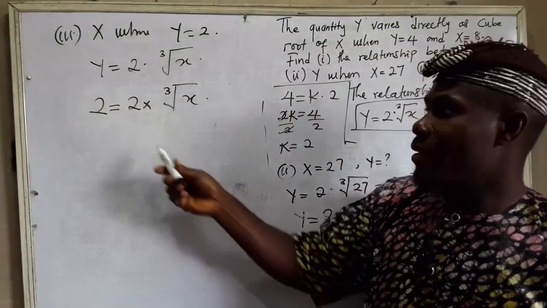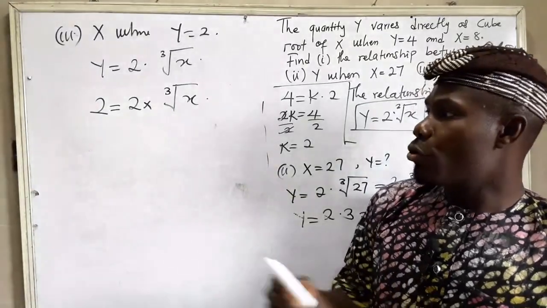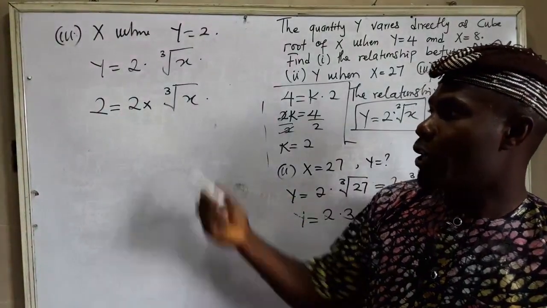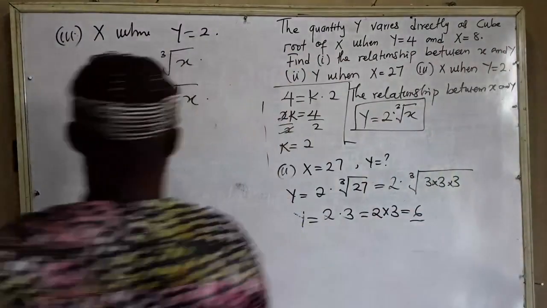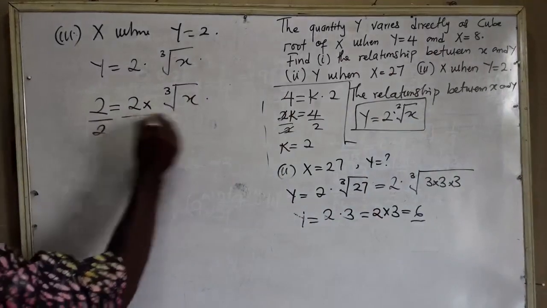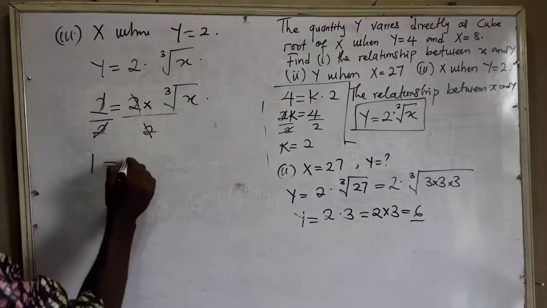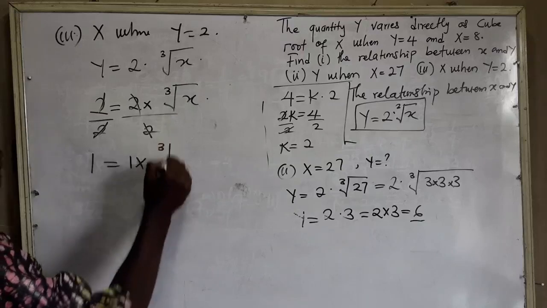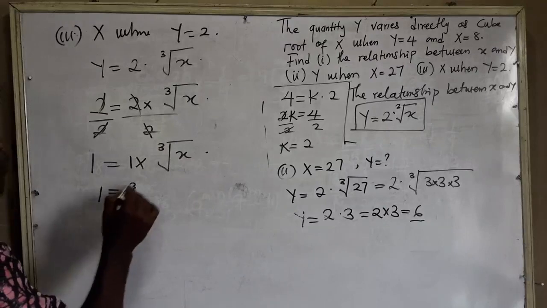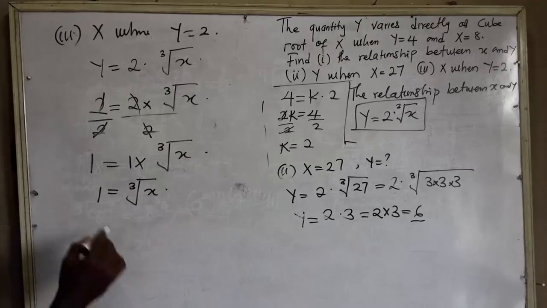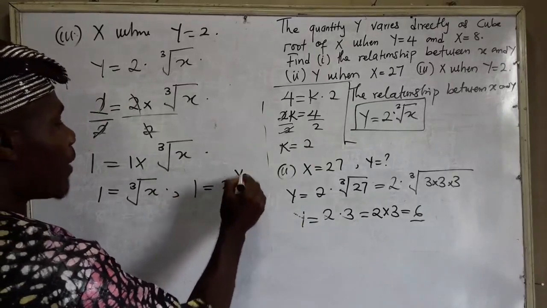So the first thing you are going to do here is that you try to divide both sides by 2. So when you divide both sides by 2, it will now be easy for you to find the value of x. So we have divide by 2, divide by 2. 2 we cancel this, we have 1 is equal to 1 times the cube root of x. So meaning that 1 is equal to cube root of x, which can be written as 1 is equal to x raised to the power 1 over 3.